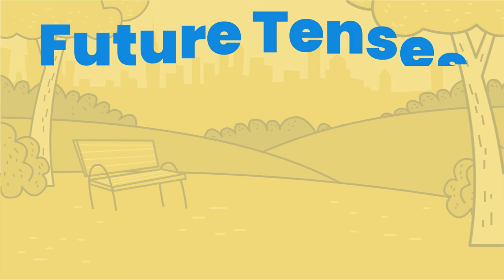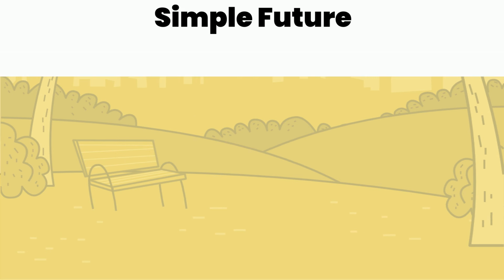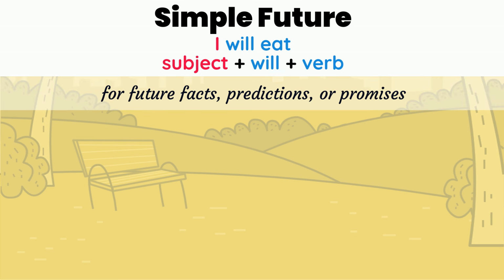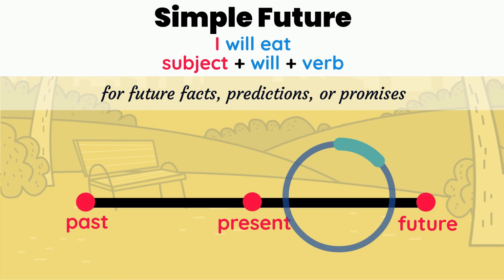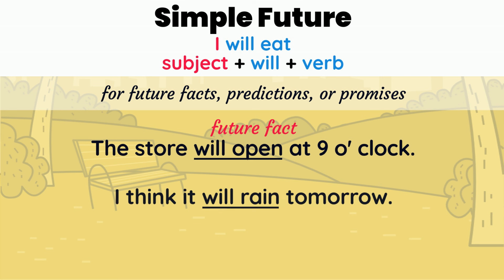Finally, let's take a look at all the future tenses. First up is simple future, as in "I will eat." Use this tense for future facts, predictions, or promises. For example, the store will open at 9 o'clock. It's a future fact. I think it will rain tomorrow.